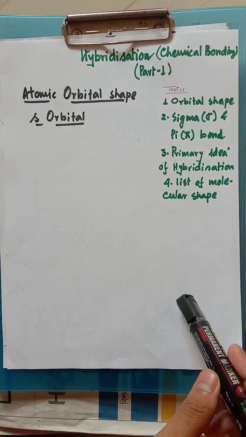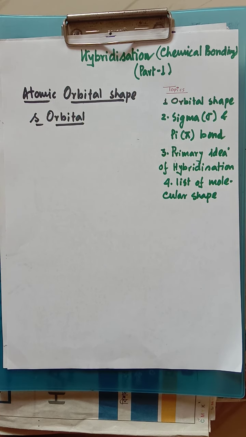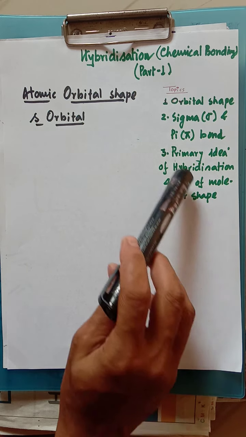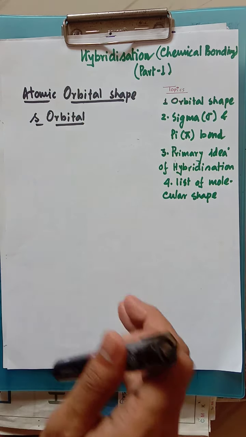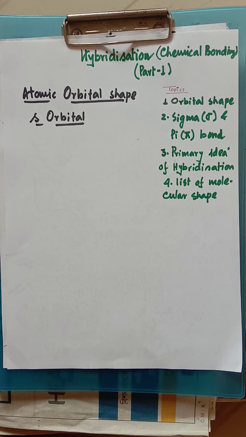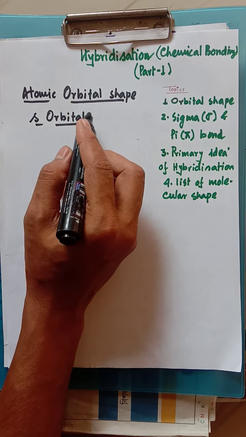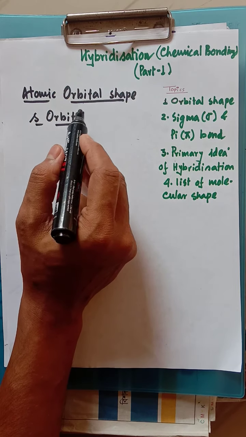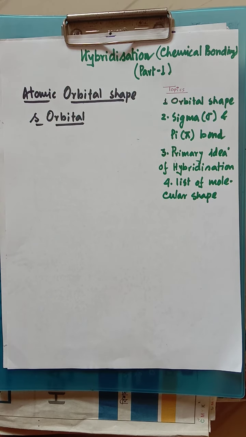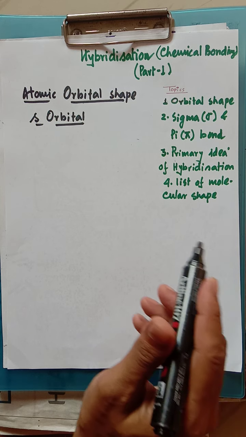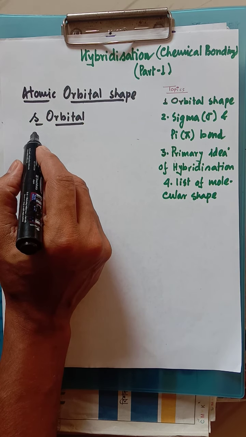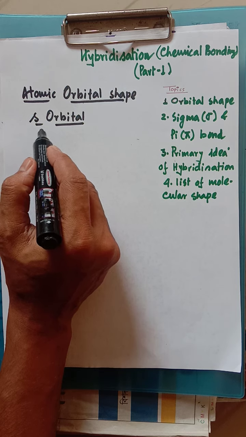Actually, to understand hybridization properly or very easily, we have to clear up some basic concepts. Those basic concepts depend on orbital shape. First of all, let me start with orbital shape: the atomic orbital shape of the s orbital. What is the shape of the s orbital? We all know that there are mainly s, p, d and f orbitals. We are going to show you the shape of the s orbital.